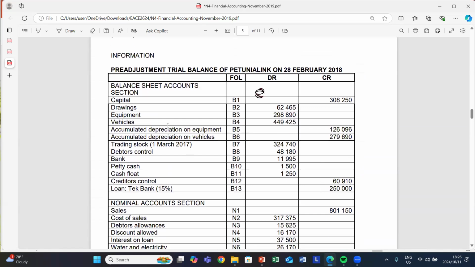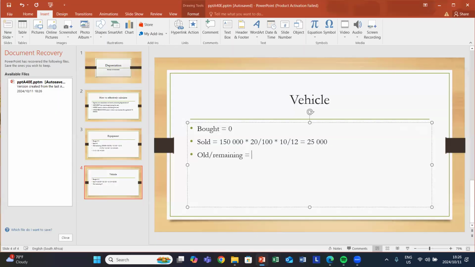Our cost price of our vehicle at the commencement of the year was 449,425. That is the total vehicles which we had at the commencement of our year. We opened our year with 449,425 in vehicles, but then we sold 150,000. Therefore, our vehicles are supposed to decrease by 150,000 rand. So 449,425 minus 150,000 rand, and then we'll get 299,425. So 299,425 is the cost price of your old or remaining.